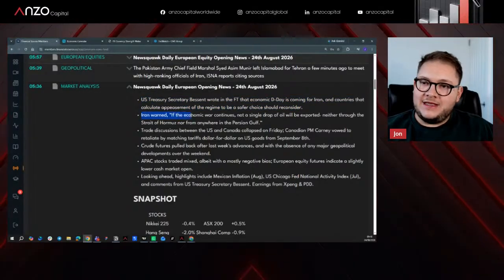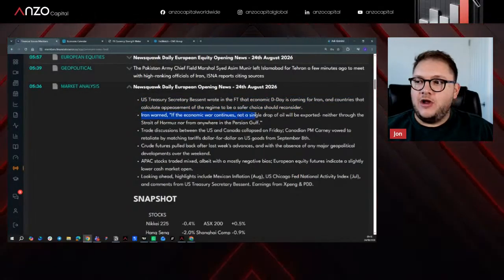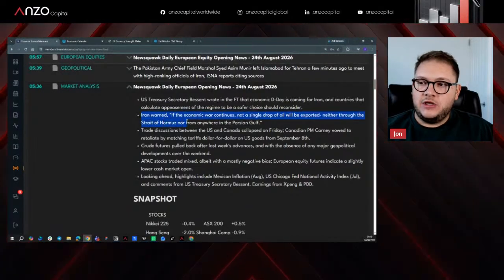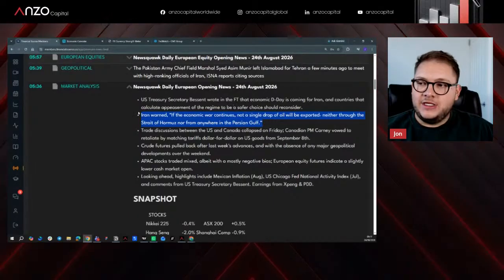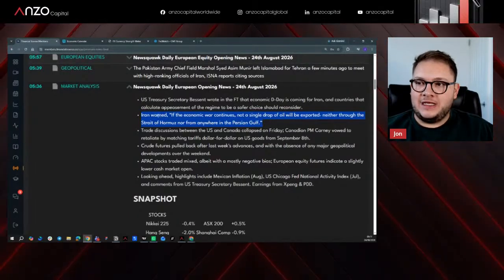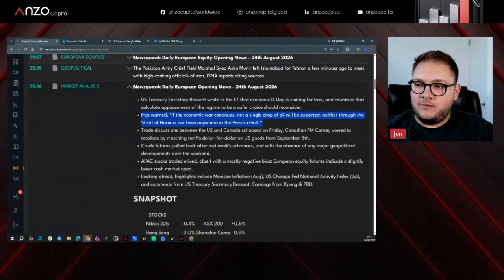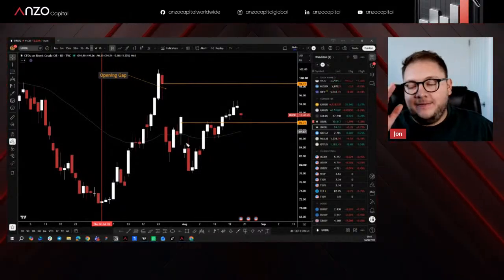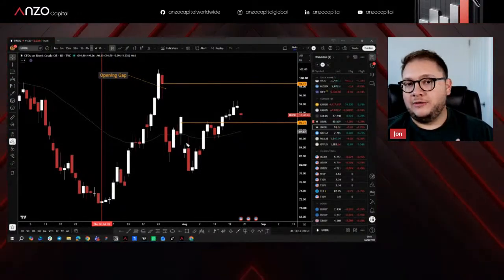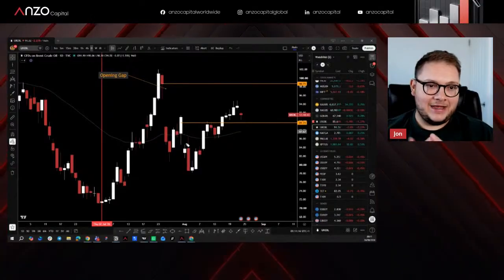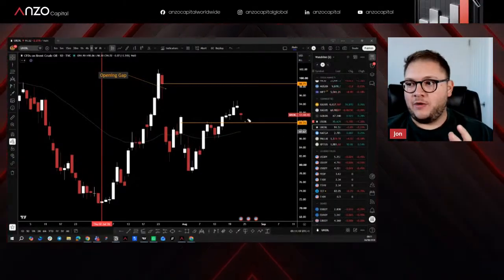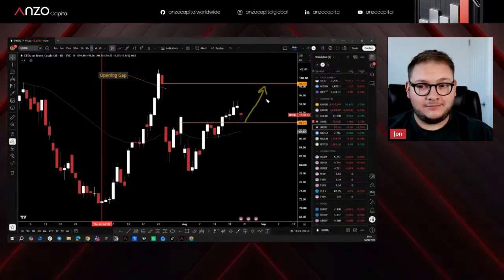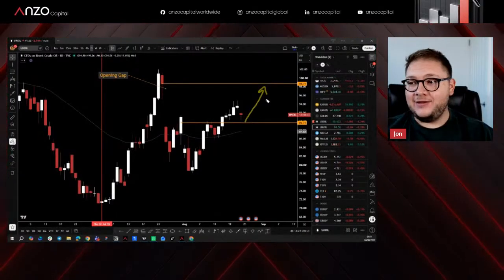Iran has warned if the economic war continues, not a single drop of oil will be exported, neither through the Strait of Hormuz nor from anywhere in the Persian Gulf. So very aggressive messaging coming in here from Iran. How will that impact things? Well, obviously, we're talking about oil prices here right now. So if we do see Iran implement that no oil leaves the strait, right, that's only going to escalate things between the US. What does that mean? We're probably going to see continuation of this oil price unless some de-escalation comes. And at the moment, it doesn't look that way.